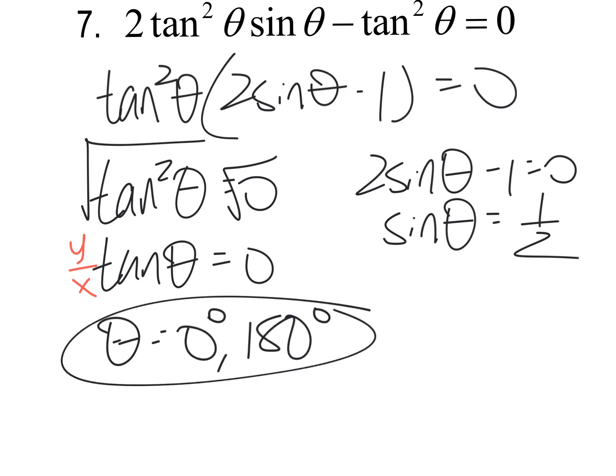In this case, where the y value for sine equals 1/2, that's a 30-degree reference angle, and it's in quadrant 1 and quadrant 2 since it's positive. I'm at 30 degrees, and I'm at 150 degrees.